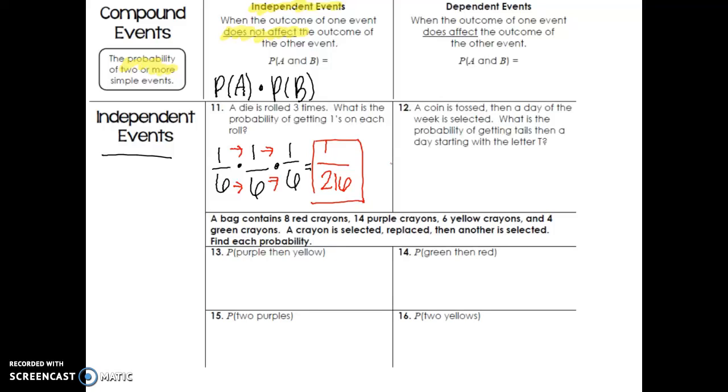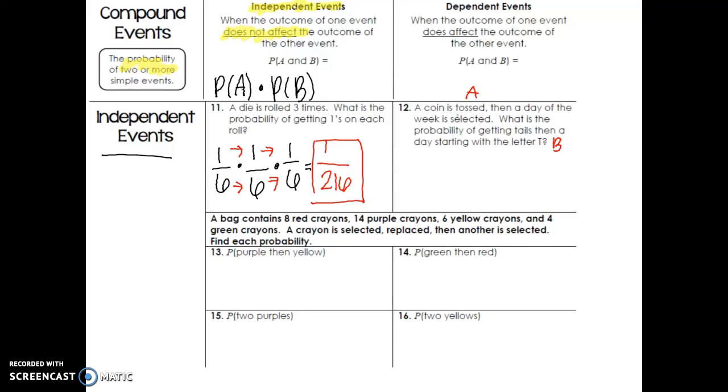I think it's a little bit easier to see in number 12. So number 12 says a coin is tossed, then a day of the week is selected. What is the probability of getting tails and then a day starting with the letter T? So again, this is independent because whatever happens in probability A, so in this case the coin is tossed, that's my A, and whatever happens to B, my probability of my second event, which is the letter T, it has no effect on each other. It doesn't tell me, well, if you land on heads, then you have to choose Monday. Or if it lands on tails, then you have to choose Tuesday. No, these are two independent events. They do not affect the outcomes of each other.